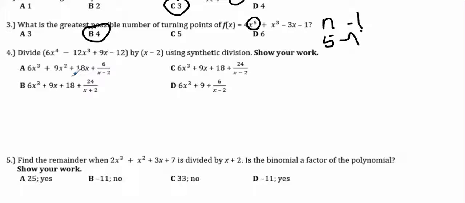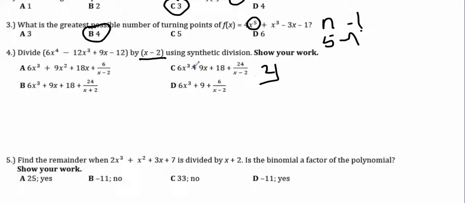All right. So next question, divide using synthetic division. So when I have synthetic division, it gives us a factor. I'm going to set that factor equal to 0. When I set that factor equal to 0, I get x equals 2. So that is what I am dividing by.